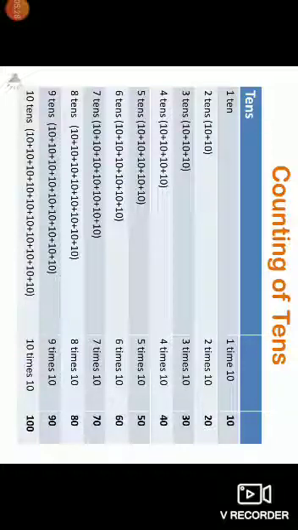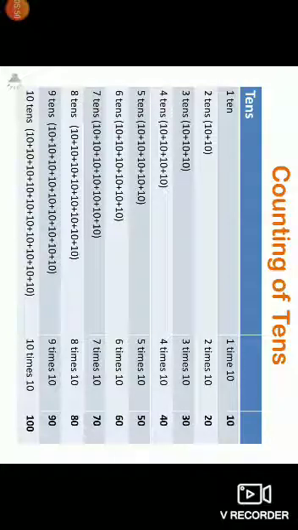6 tens means 6 times 10 makes 60. 7 tens means 7 times 10 makes 70. 8 tens means 8 times 10 makes 80. 9 tens means 9 times 10 makes 90. 10 tens means 10 times 10 makes 100.